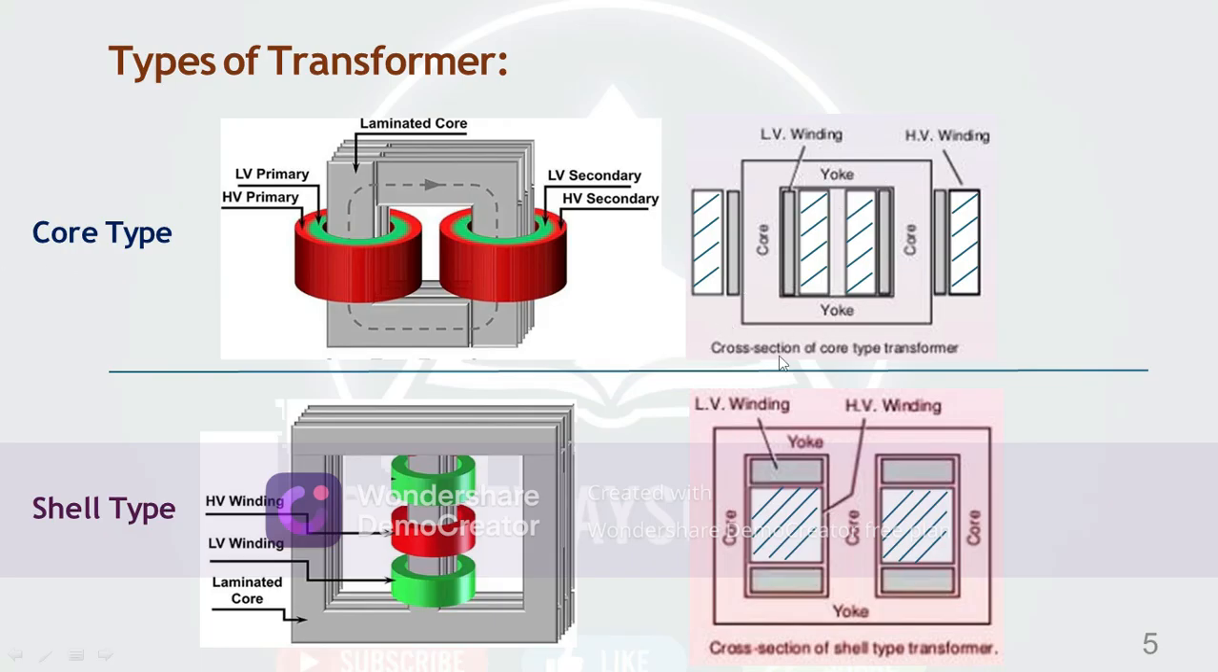It's shown there, the core section. If you cut the core type transformer, you get a view like this. Yoke is the core material. This is the LV winding, and this dashed line is the HV winding.